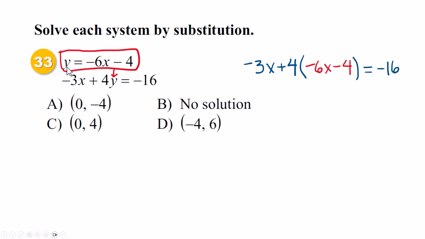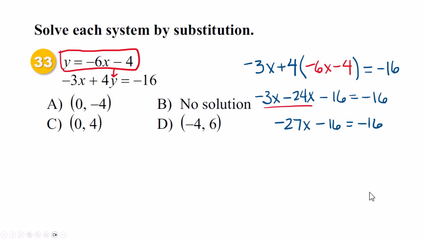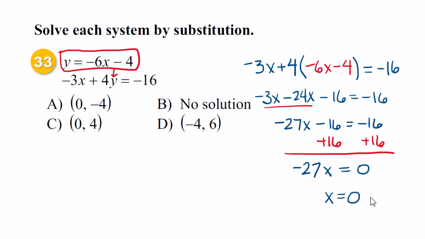So since this one's already solved for y equals 6x minus 4, I'm going to just replace the y in the second one with that. I'm going to do distributive property real fast and start to simplify this. And I get, distributive property got me to the negative 24x and the minus 16. Negative 3 and negative 24 is negative 27. Add 16 to both sides, and we end up with 0 over there, so x must equal 0.